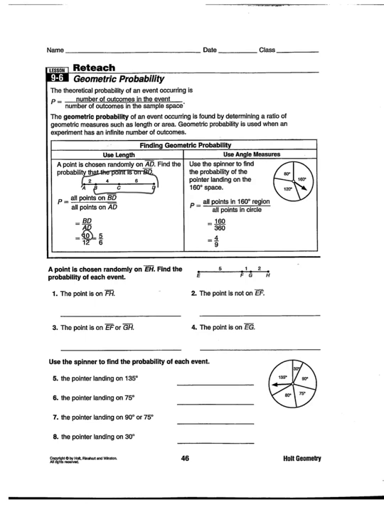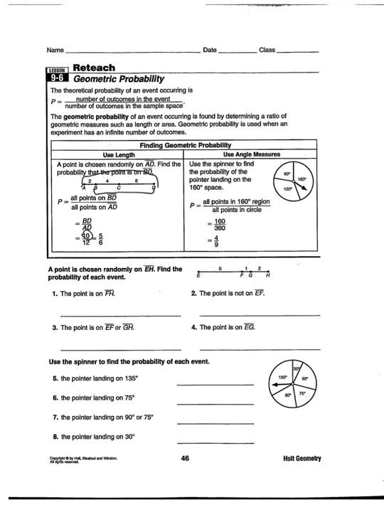Same thing if we're using angle measures. It says use the spinner to find the probability of the pointer landing on the 160 degree space. For the probability, you're going to find all of the points in the 160 degree region over all of the points in the circle. So part over whole. You're going to do 160 over the entire circle, which we know is 360 degrees. If you weren't sure, you could just add up all of those angles and it will give you 360 degrees. So you would do 160 over 360 and you would get 4/9.